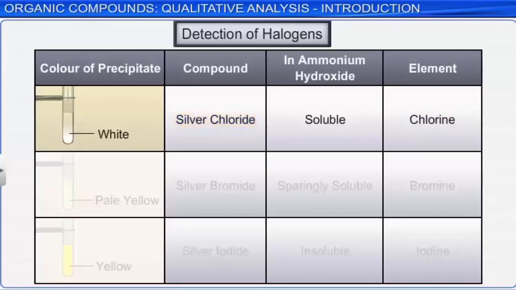If the precipitate is pale yellow and sparingly soluble in ammonium hydroxide, then it indicates the presence of bromine. The yellow-colored precipitate is due to the formation of silver bromide.